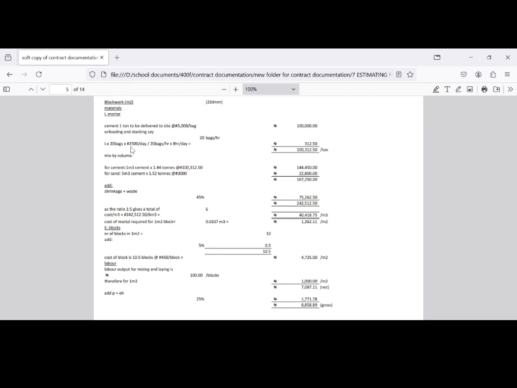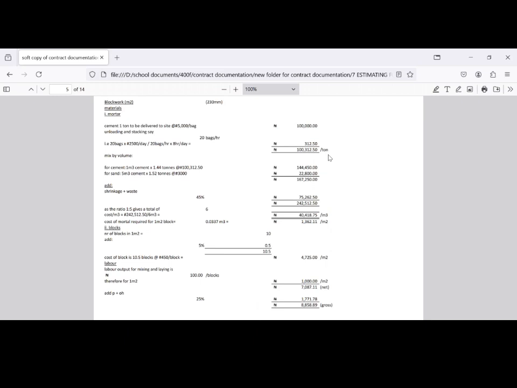There is no need to pay him the whole 25,000. So we'll do 25,000 divided by 8 hours in a day, which will give us what? 312 naira 50 kobo. Now we'll add it to this 100,000 up, which will give us this figure per ton. That's per 20 bags. Now that's that for the cement.